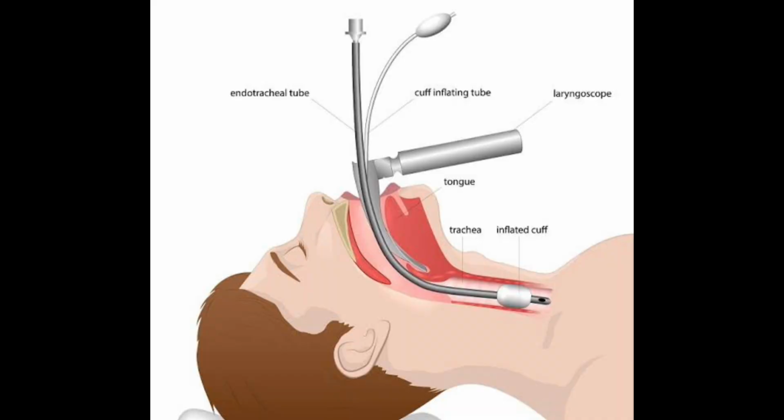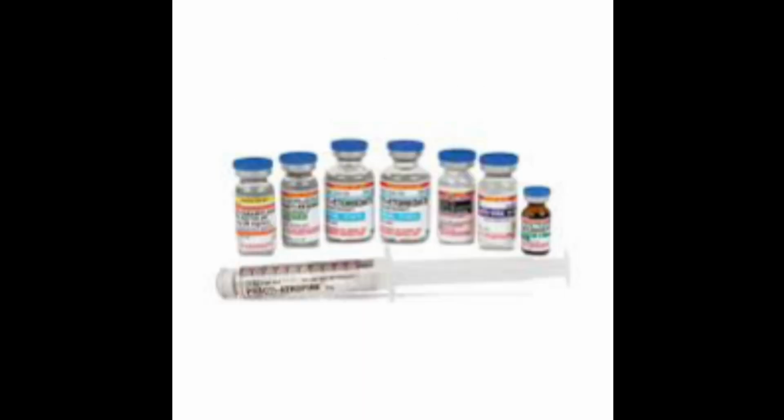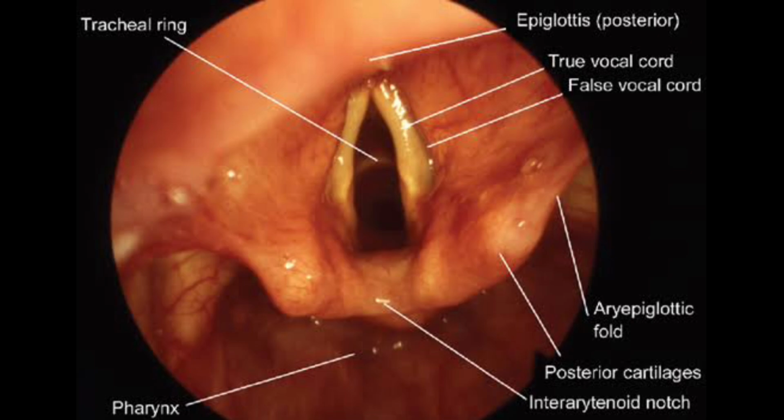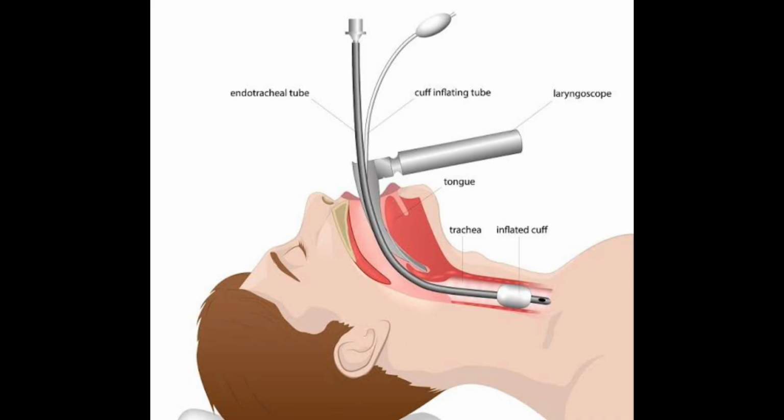Risks and complications. While ET tube insertion is a safe procedure when performed by experienced professionals, there are potential risks and complications, including vocal cord injury. Temporary or permanent hoarseness may occur due to trauma to the vocal cords during tube insertion. Sore throat. Discomfort or pain in the throat is common after ET tube placement.